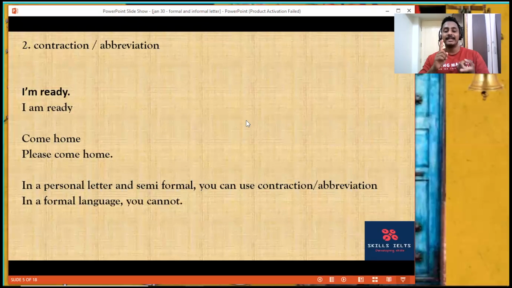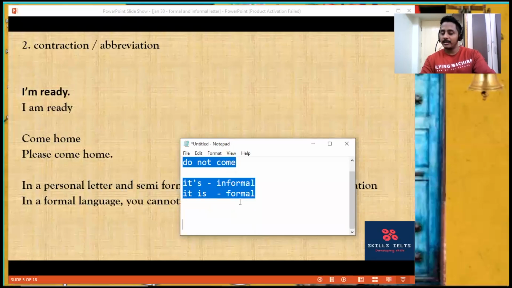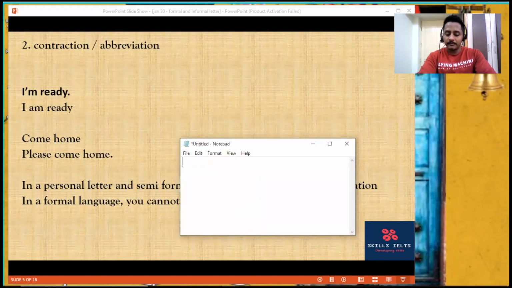That means in your essay writing, you cannot use contractions like this. Apostrophes are different. Pay more attention. There is a video inside writing grammar. Apostrophes are different.